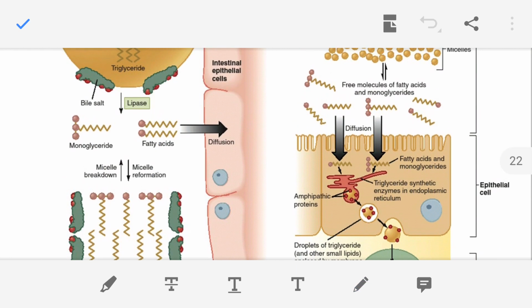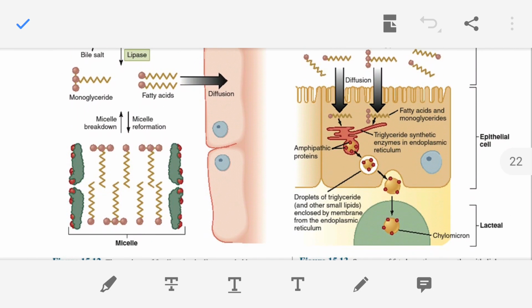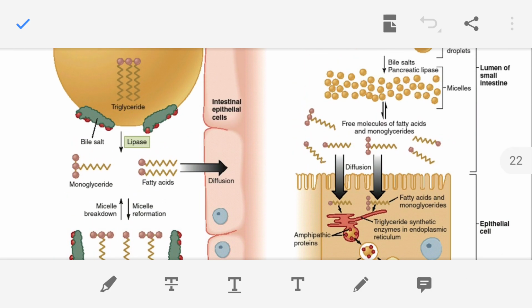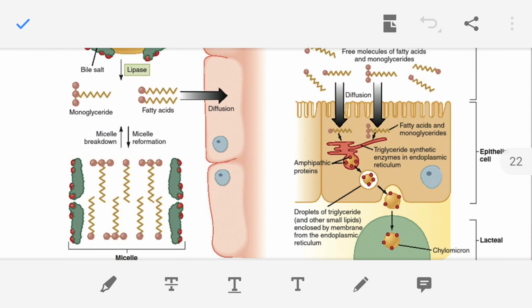Now what happens? In the process of fat digestion, these micelles are broken down. So here you see the micelles. Okay, micelles are broken down. So when the micelles are broken down, what happens? The monoglyceride and the fatty acids are released, and the diffusion of monoglyceride and fatty acids occurs. They are diffusing and entering into the cell. Which cell are they entering? They are entering into the epithelial cell of the small intestine.